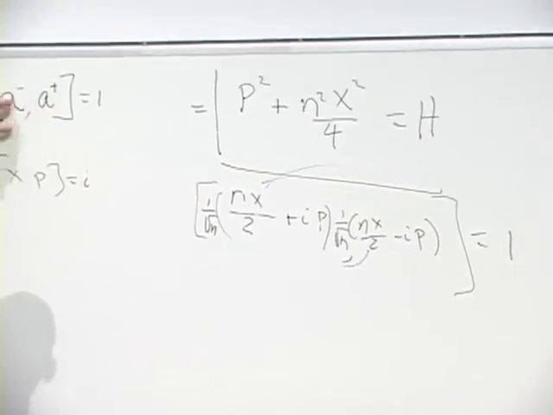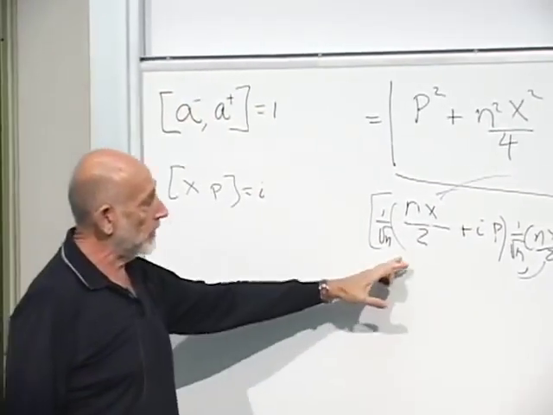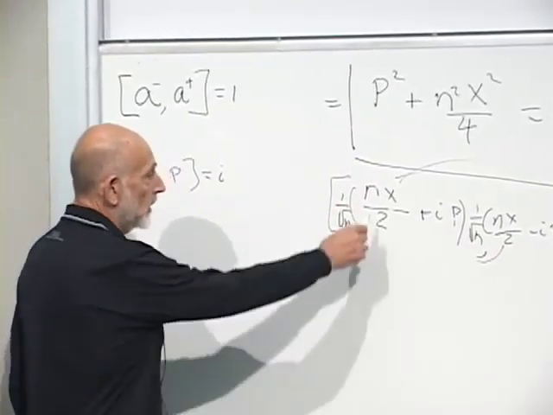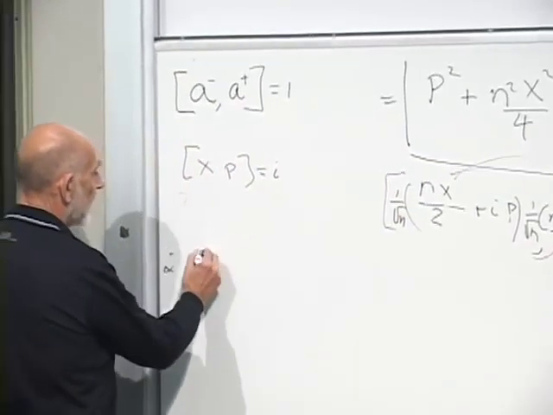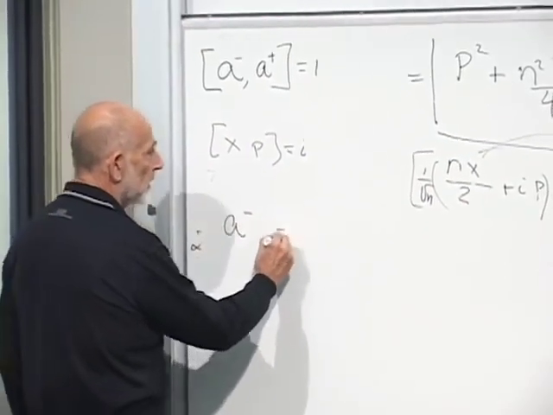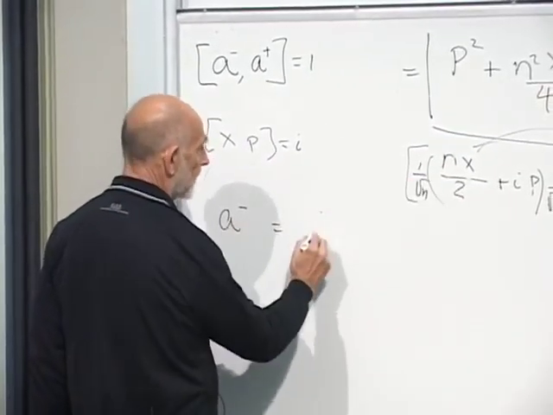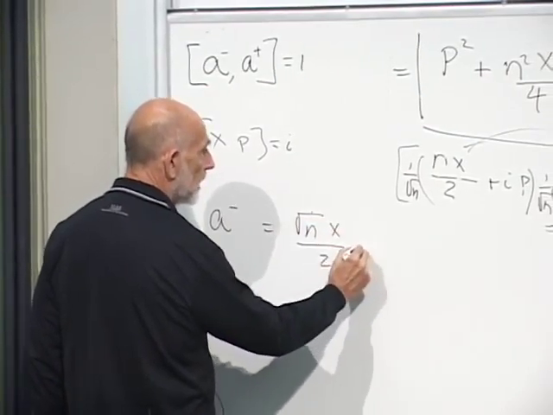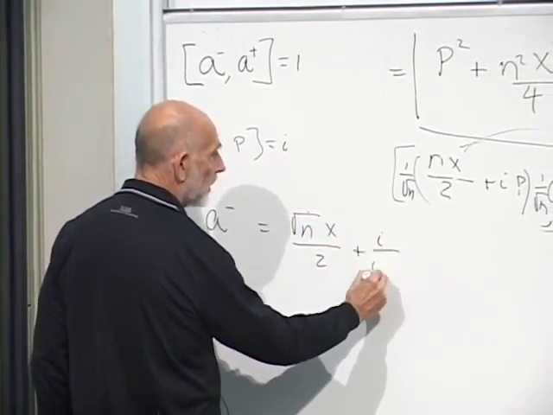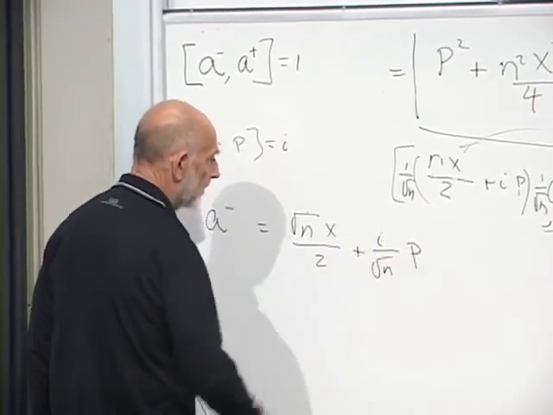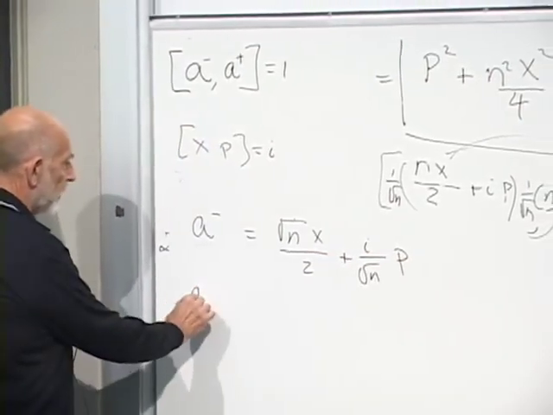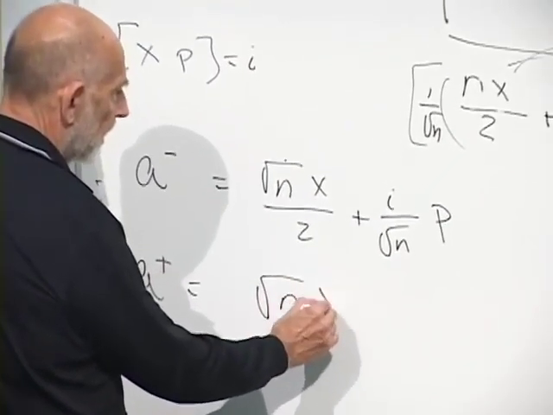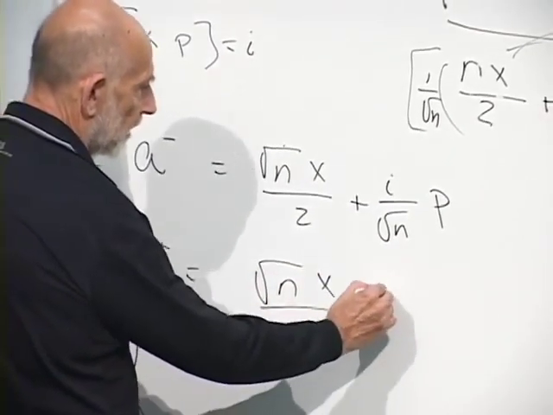If I had my creation and annihilation operators interchanged, I would get -1. So we then identify the annihilation operator A minus as 1 over the square root of n times the quantity square root of n x over 2 plus i over the square root of n p. And the creation operator is the same thing, except with a minus sign.